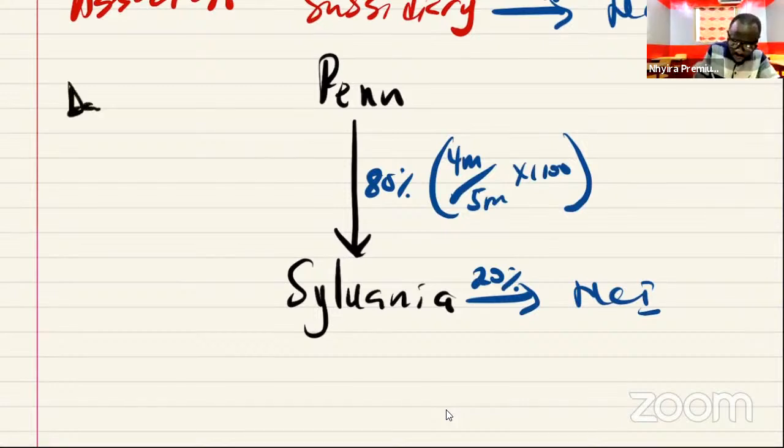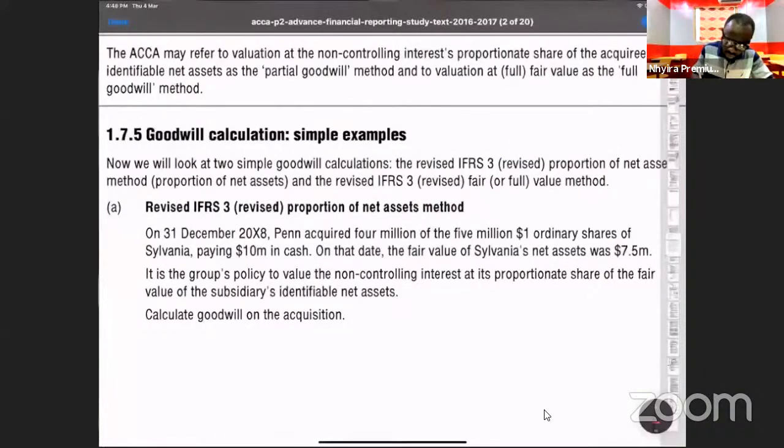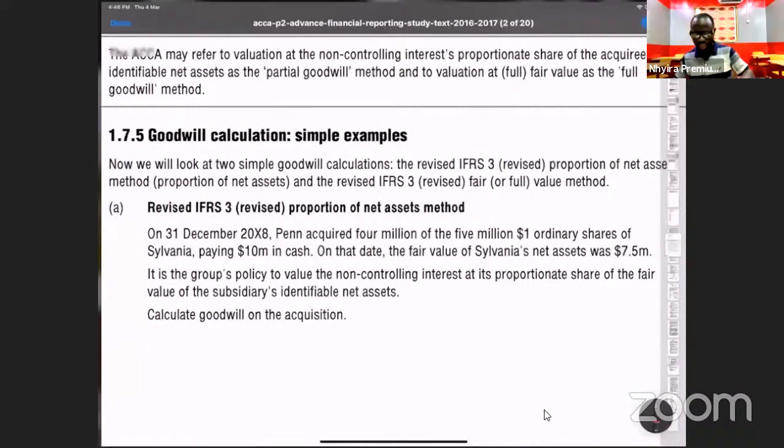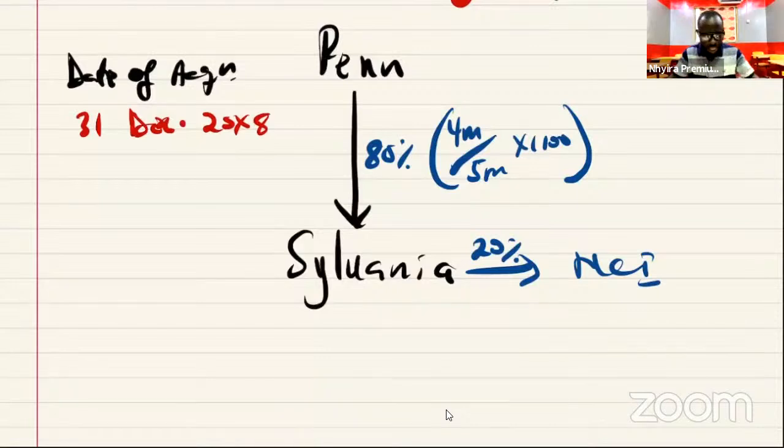Now, in this question, we are given the date of acquisition to be 20x8. Now, because this is just an extract, we don't have the reporting date for the entity. So I'm just going to be ending it there in that case. And we'll come back to this question later on. So stay with me.